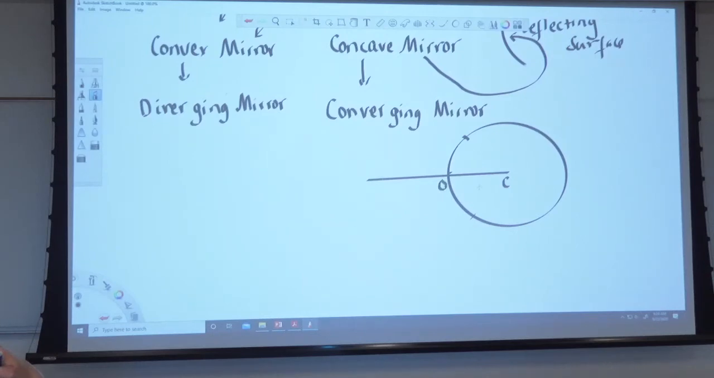Okay? And the distance between the center of the mirror and the center of the sphere from which the mirror is extracted is called the radius of curvature. This C is called the center of curvature. It's the center of the sphere. That's the center of curvature. And this distance is the radius, R, which is called the radius of curvature.